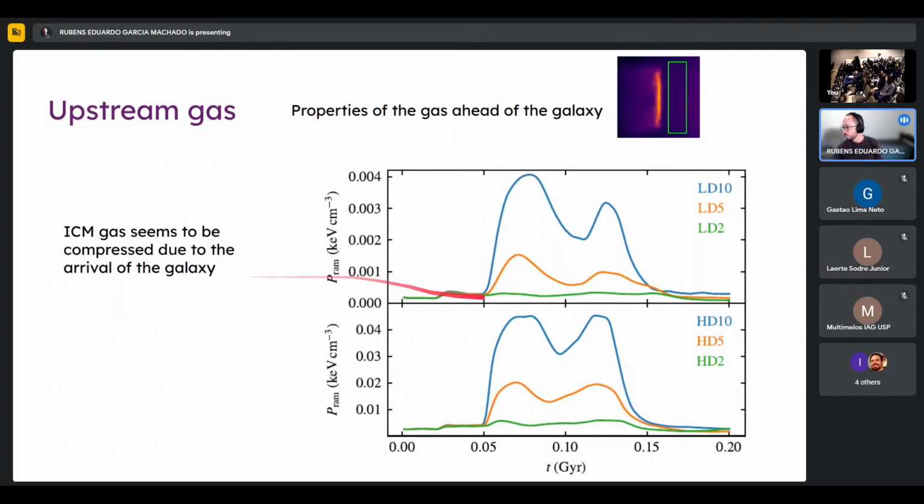This is what is shown here as these peaks in the entrance of the galaxy inside the cold front. The secondary peaks I would rather not interpret yet. It might be something physical, but it might be a numerical artifact that we're still trying to clarify.